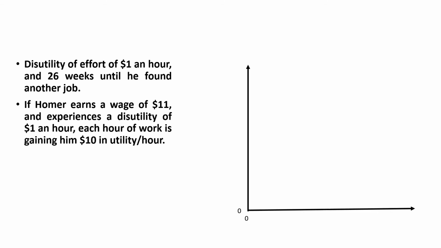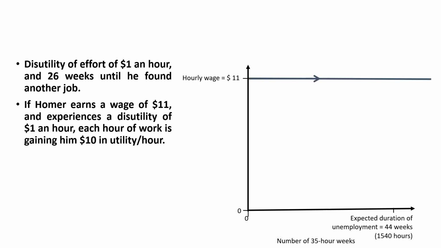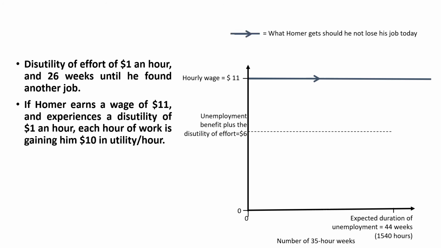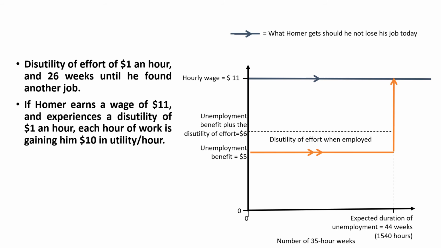This can be illustrated in the graph as follows. On the x-axis, we have number of 35-hour weeks, while on the y-axis, we have wages and disutility of effort. What Homer gets should he not lose his job today is shown by the blue line. The unemployment benefits plus disutility of effort is equal to $6. The unemployment benefits or the reservation wage, which is $5, is simply what Homer gets should he lose his job today. Therefore, the reservation wage is represented by the orange rectangle.